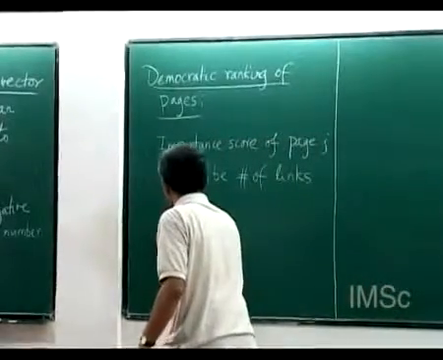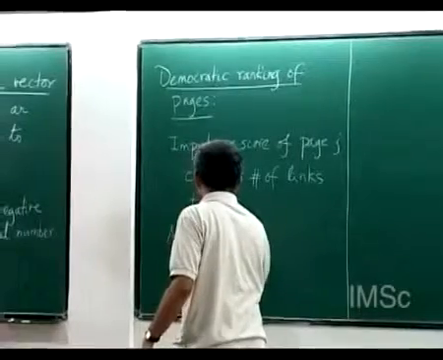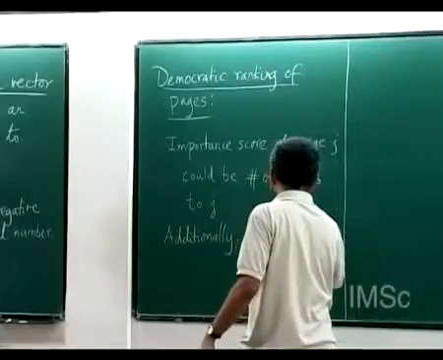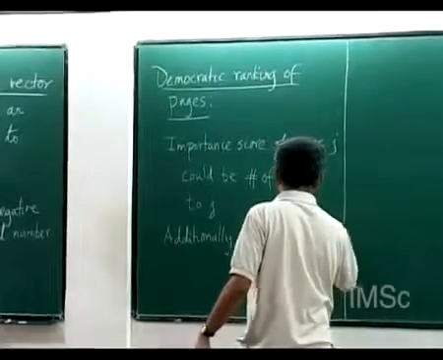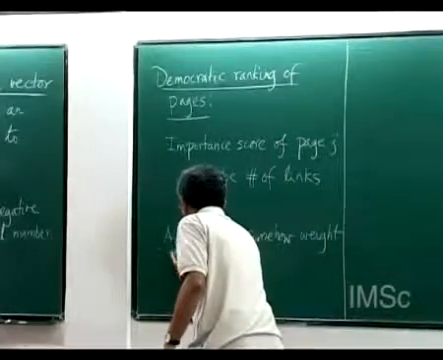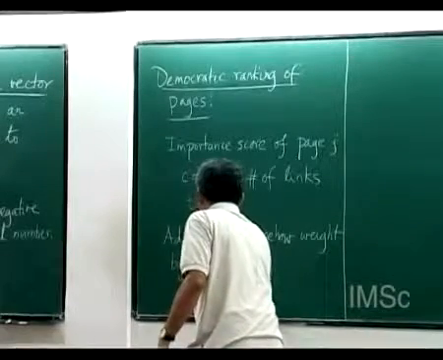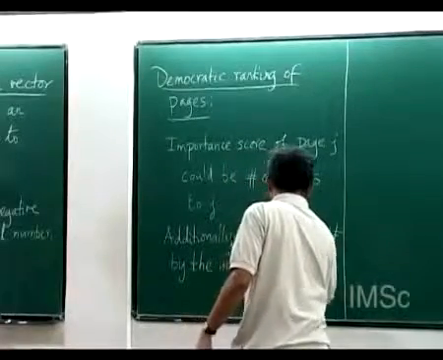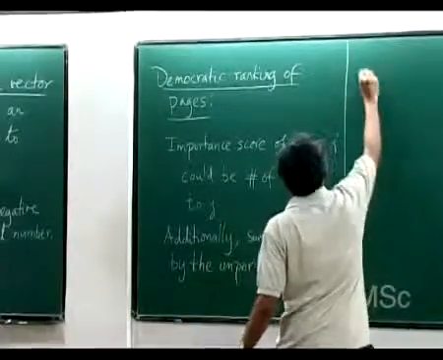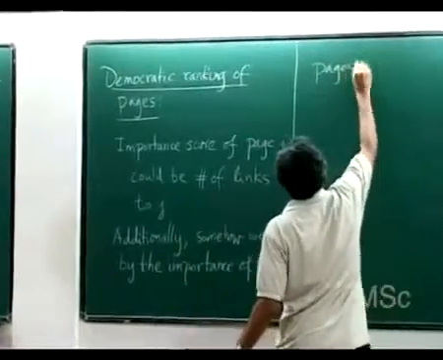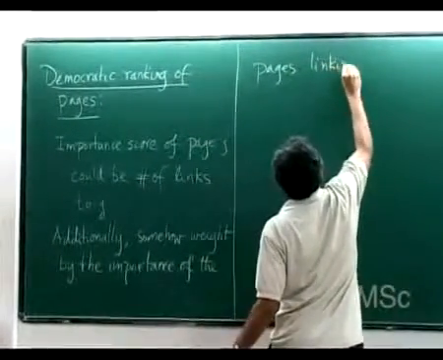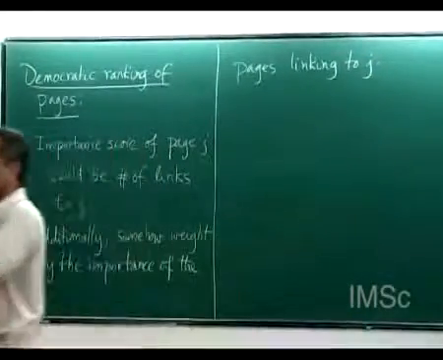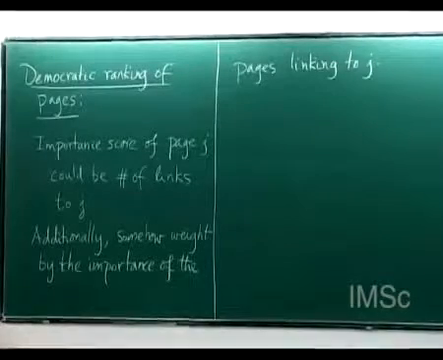So what we want additionally is to somehow weight by the importance of the pages pointing to J. So we somehow want to bring in that as well.